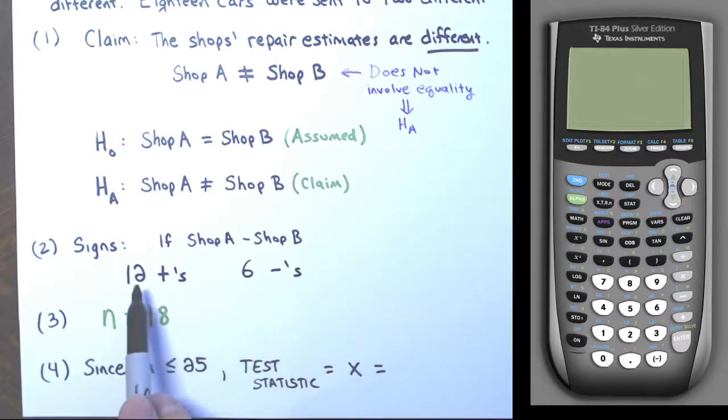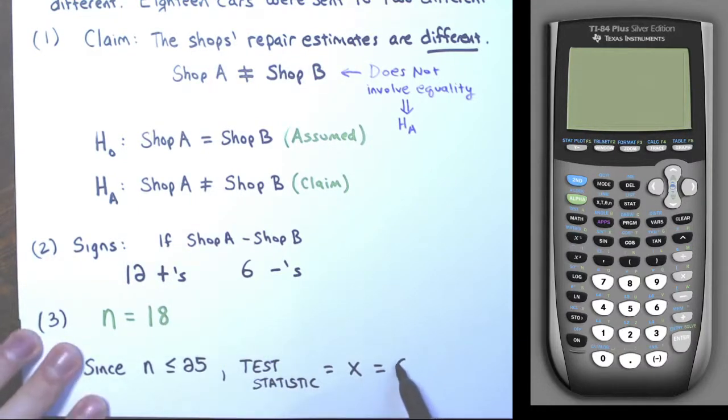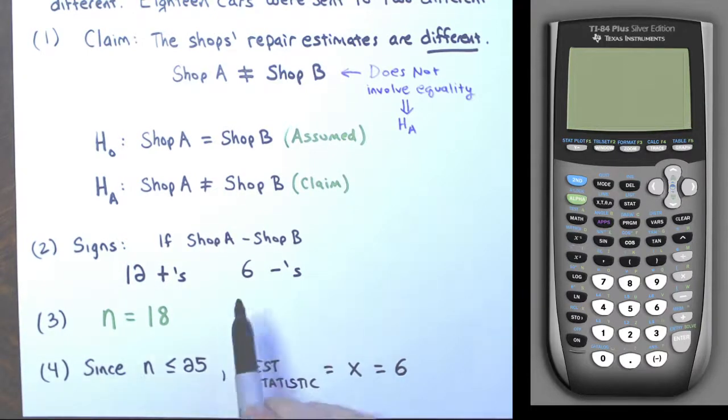So we had 12 pluses, so more pluses than there were minuses. So 6 minuses. The x equals 6, the number of the least frequent sign. And that's it. Again, n is less than or equal to 25, so I stick with that. I'll get to one where we have to convert to a z-score in a minute.